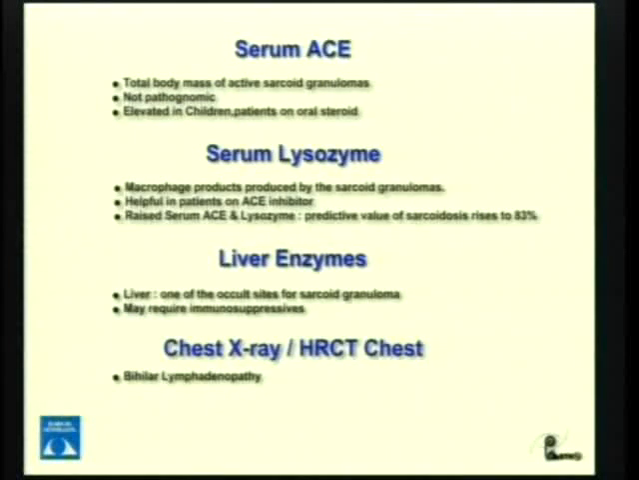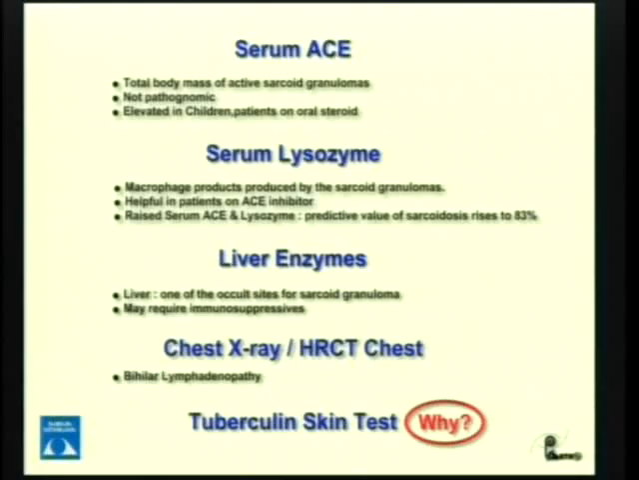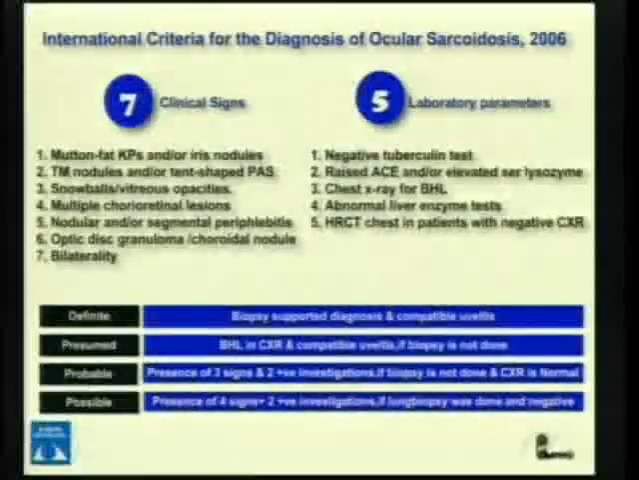We'll straight away go for serum ACE and lysozyme, which will give an idea about the macrophage load. Liver enzymes. Why liver enzymes? Because the liver is one of the occult sites of sarcoid nodule involvement. Also, sometimes this kind of patient with recurrent inflammation may require immunosuppressives in a later phase, so it's better to do liver enzymes. We'll do chest X-ray, though nowadays HRCT is preferred. I will also like to do tuberculin skin test. Why? Because India is an endemic country for tuberculosis. One must rule out TB with the tuberculin skin test before starting any oral steroid or immunosuppressive.